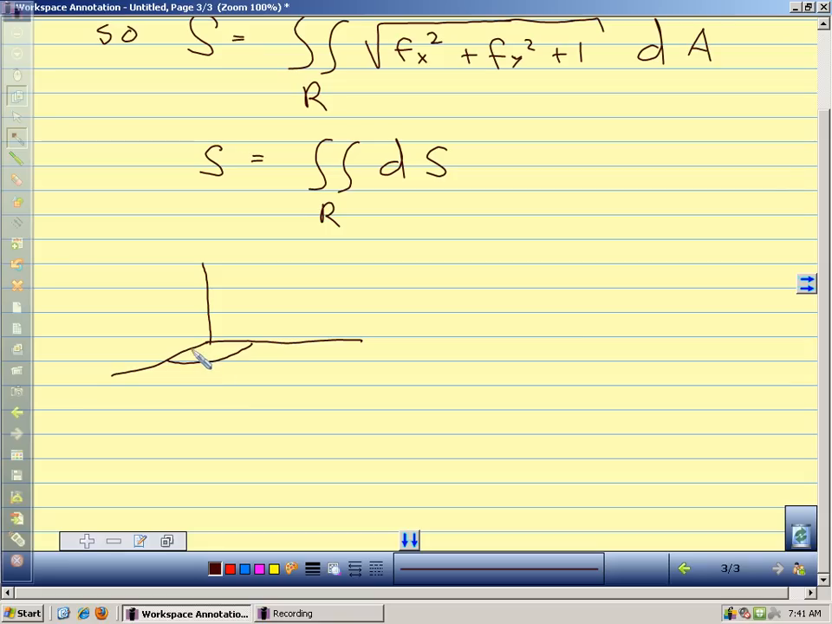So this, where it intersects the XY plane, is going to look something like this, right? What we're doing is dividing the sphere into tiny little pieces, and then approximating each little piece with the tangent plane, making the edges really small. So we add up all the areas of those tiny pieces of tangent planes. This is our boundary in the XY plane.